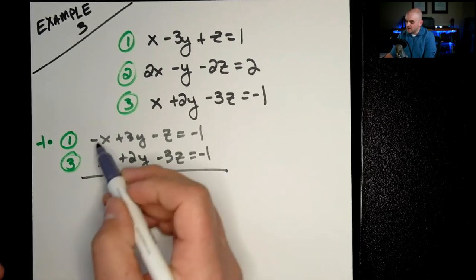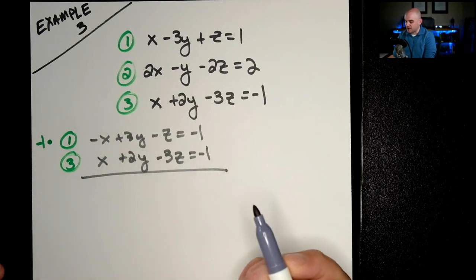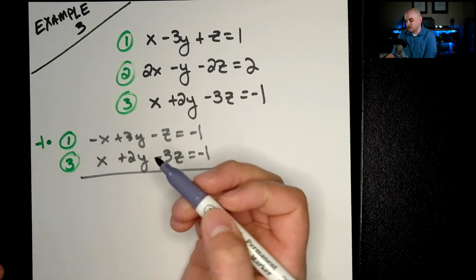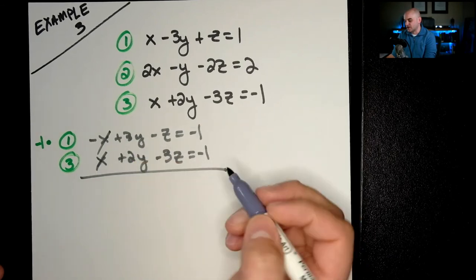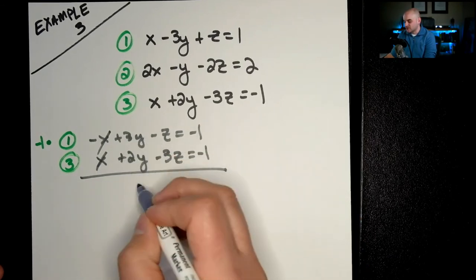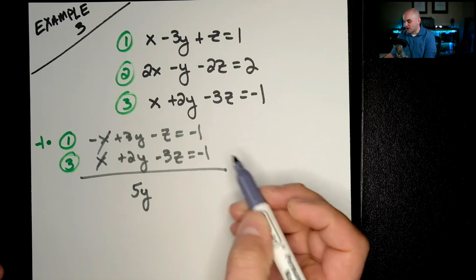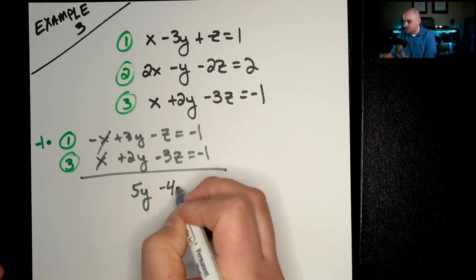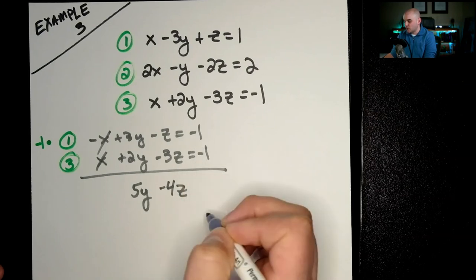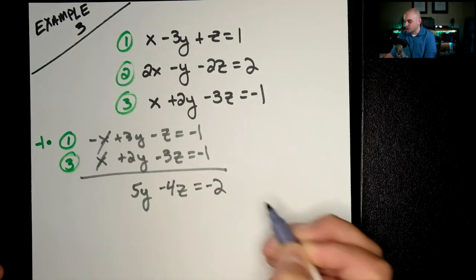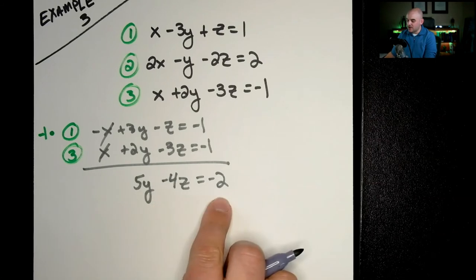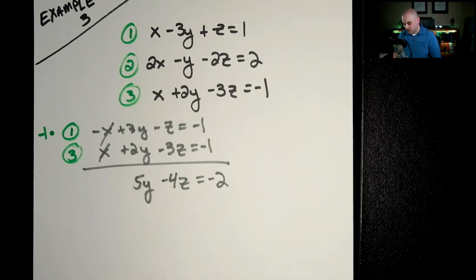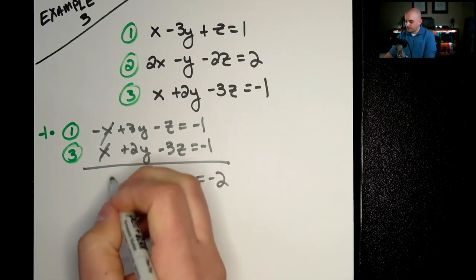And because negative x and positive x are opposites, when I add them, I get 0 x's, or another way we like to say it is they cancel out. 3 plus 2 is 5, so I get 5y. And negative z minus 3z gives me negative 4z. And negative 1 plus negative 1 is negative 2. Now, that eliminated the x. And I'm going to call this equation 4.